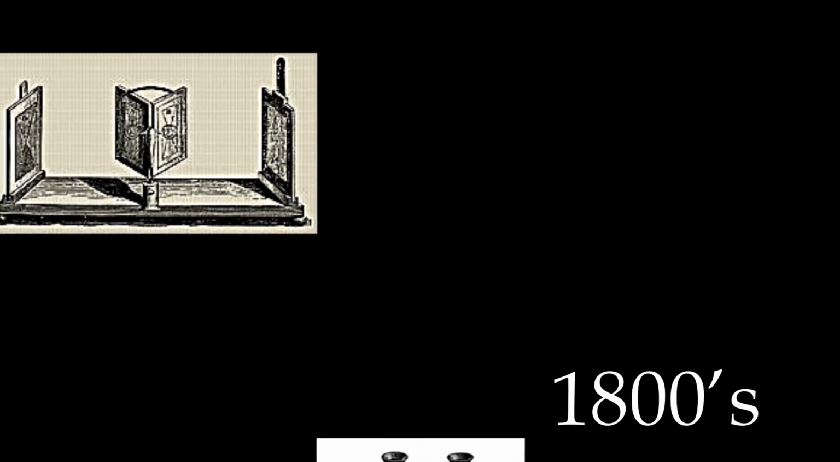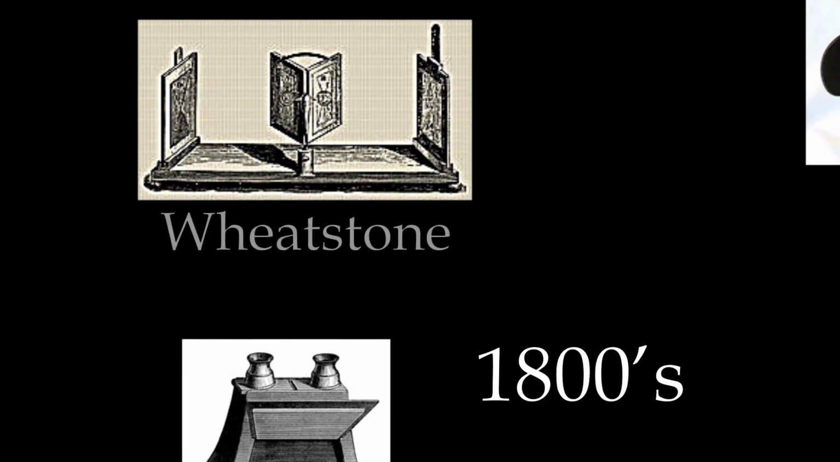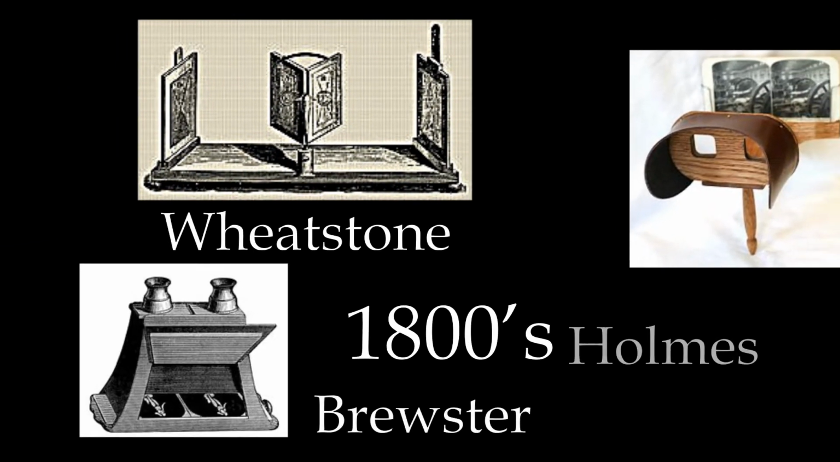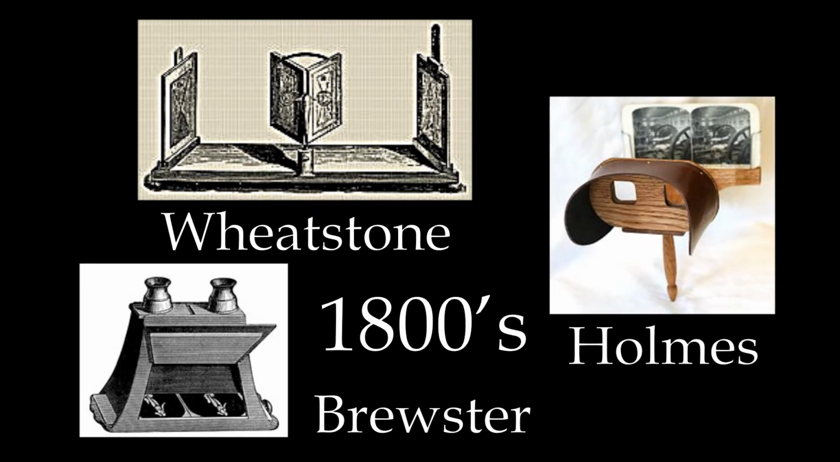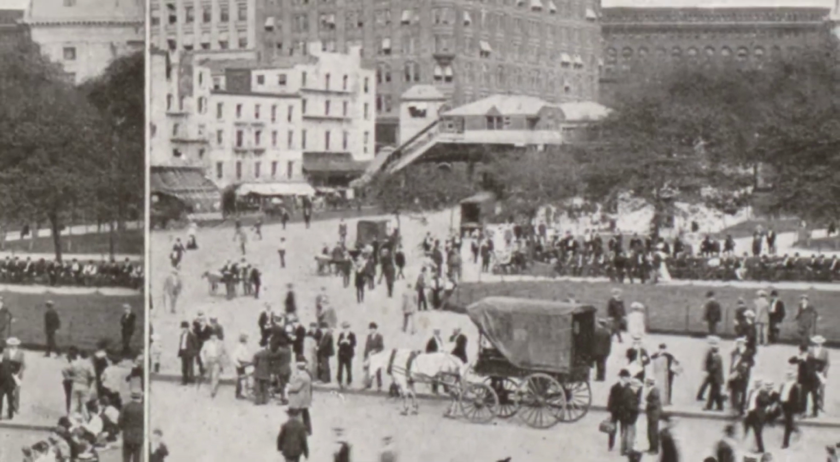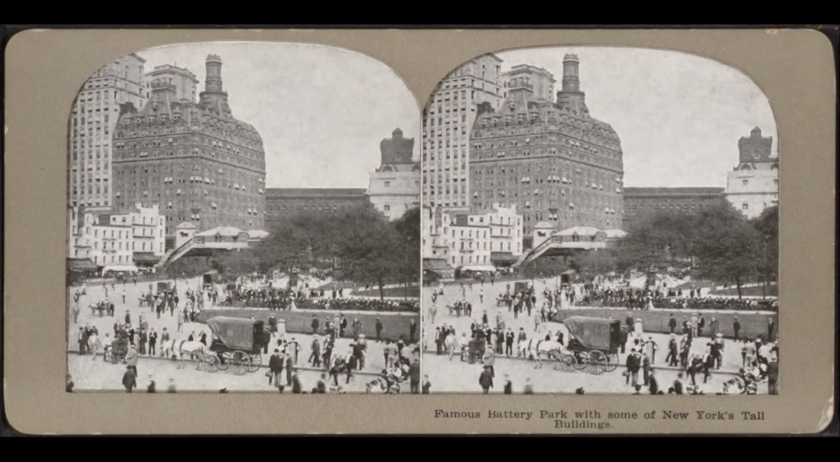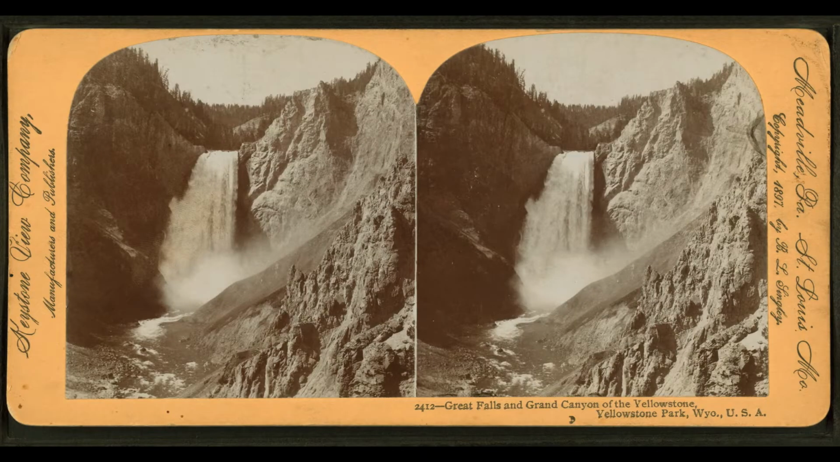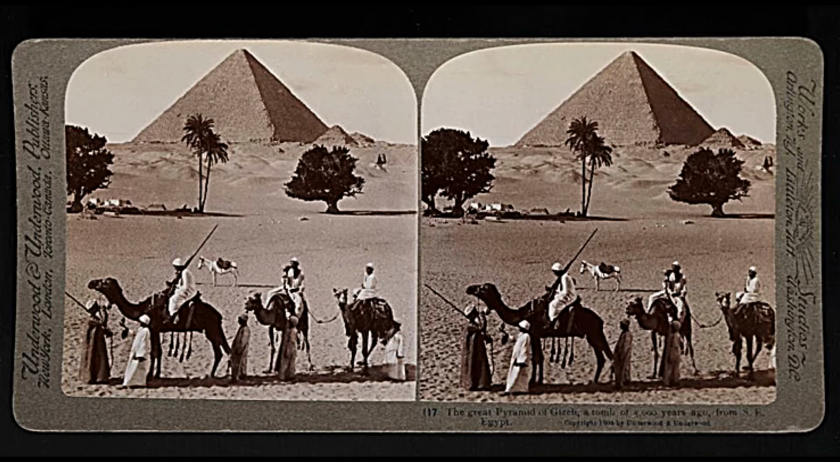The next step came in the 1800s with three types of stereoscopes invented. They were called the Wheatstone, the Brewster, and the Holmes stereoscopes. And during that time, the photographic process became affordable, and the craze took off with postcards of tourist locations as one of the most popular.